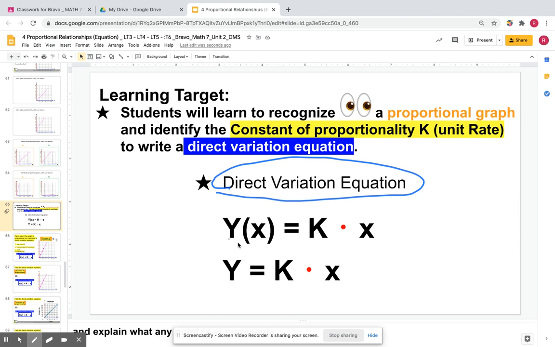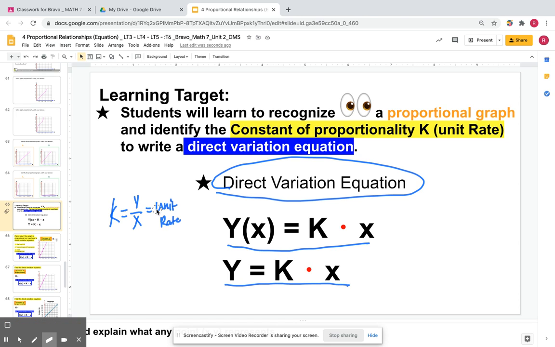It has a letter y, that's a variable. y of x is equal to k. k is the constant of proportionality. That's just y over x, which is equal to your unit rate. That is something that you know how to find by now. Anyways, it's y of x equals k, the constant of proportionality, times the variable x. You can write it in this format, or you can write it in that format. I'm okay with either one.